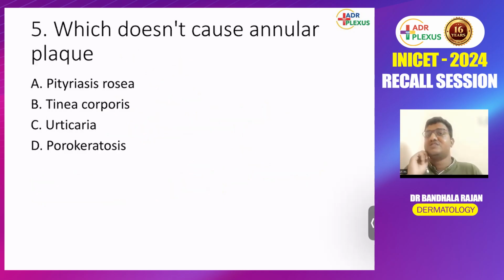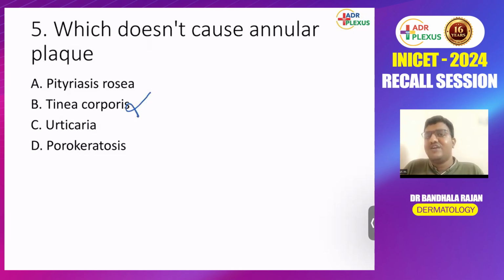So the last question: which of the conditions doesn't cause annular plaque? The options here are pityriasis rosea, tinea corporis, urticaria and porokeratosis. In this, everybody knows tinea corporis is not the answer because it is an annular plaque. Directly we know that.